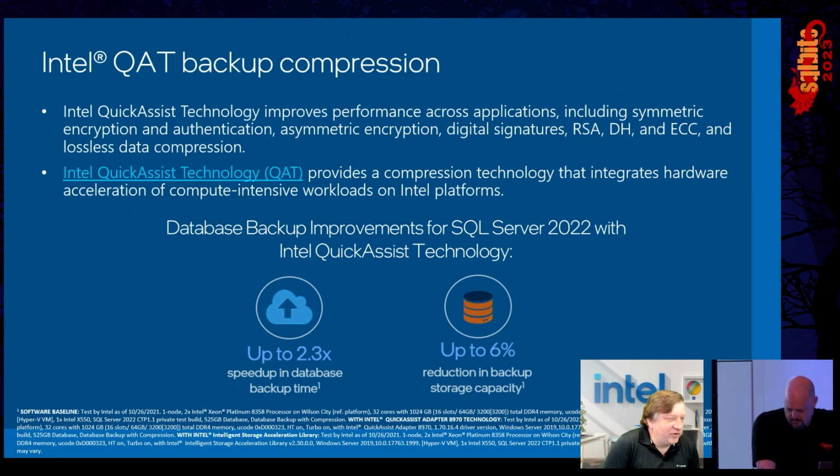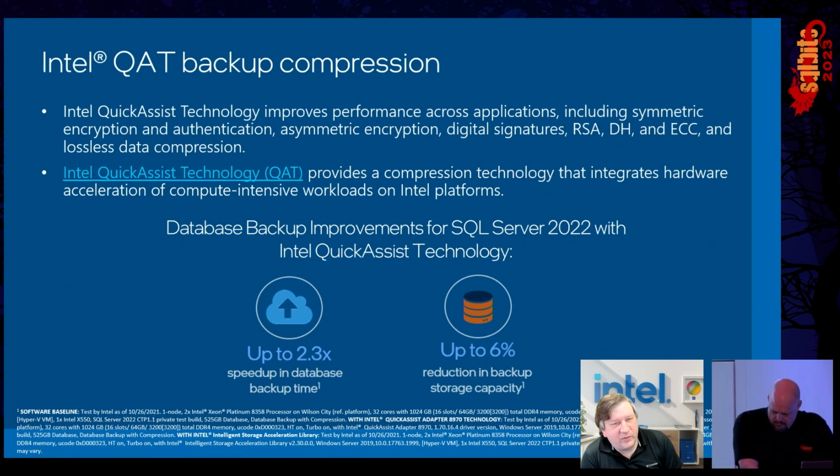In performance testing, so this bottom part of the slide, with third-gen scalable processors, using a QAT PCI adapter and in Microsoft SQL Server, SQL Server is shown to have up to a 2.3 times speedup with database backups. So that means your backups are up to 2 times faster. But also backups done with QAT have seen up to a 6% reduction in backup file sizes over the built-in compression of SQL Server 2022. So this means that over time you'll use less storage space to maintain your backups as well.